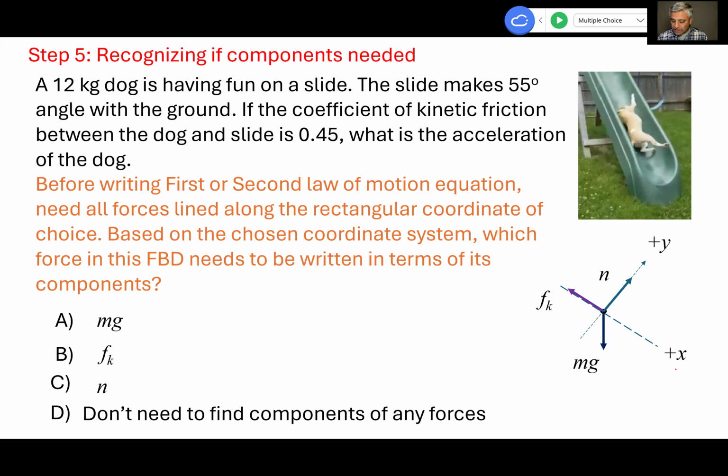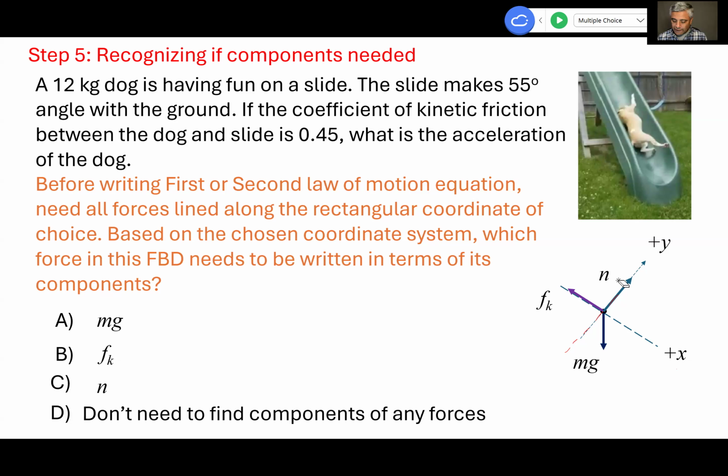So I chose the x-axis along the incline, and I chose down as positive because acceleration is downhill, okay? And then y is always going to be normal to that x. That's how the x and y coordinates work. Once you fix x, y has to be always perpendicular. So it's going to line up with the normal force.